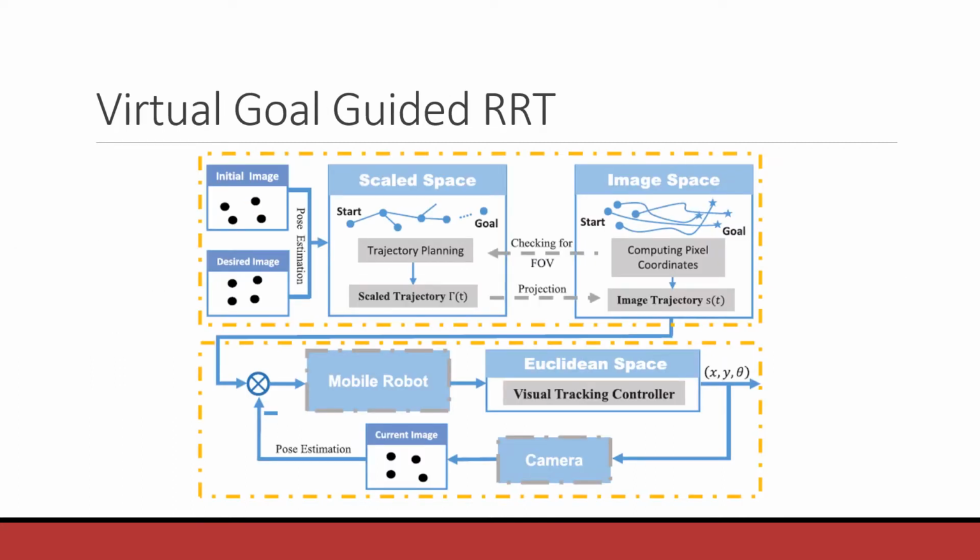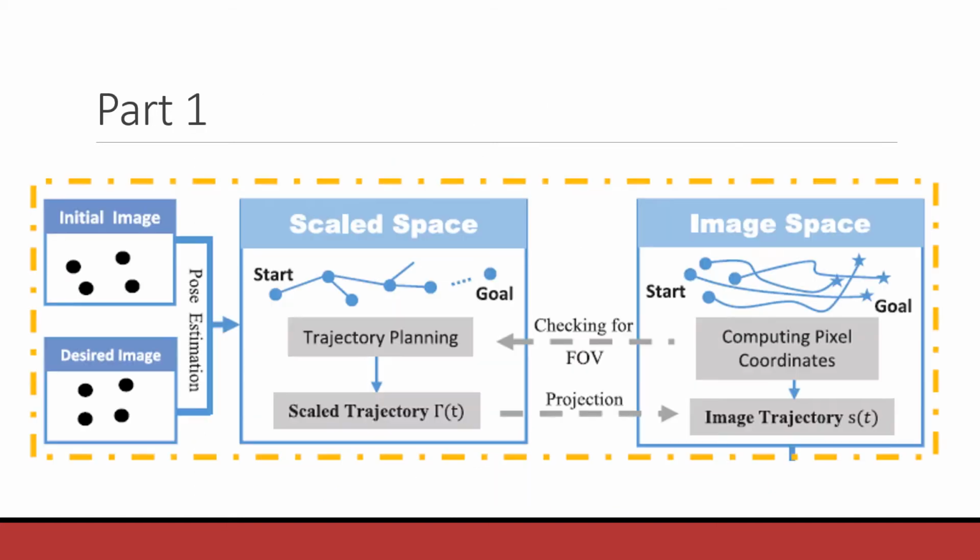Now, let's understand how we ensure that the trajectory is found from the initial image to the desired image, while also remaining in the field of view of the camera. The figure below shows the approach, and we can strictly divide it into two parts. Now, let's look into those in detail.